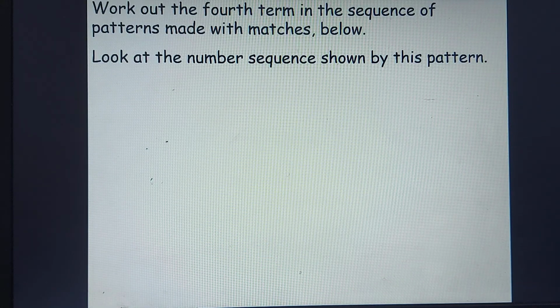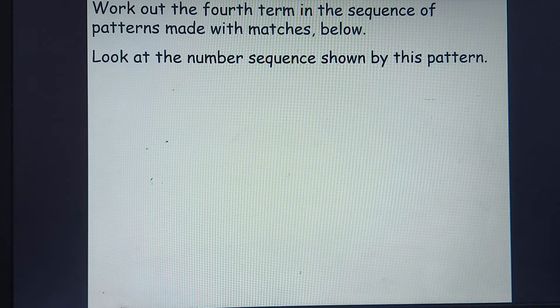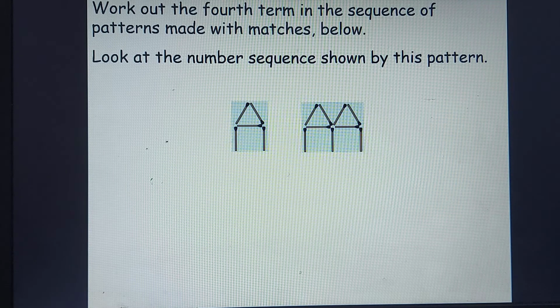Now let's look at how we can work out missing terms in a sequence of patterns. Now, this question says, work out the fourth term in the sequence of patterns made with matches below. So I need you to take a look at the number sequence shown by this pattern. Now here's the first pattern, here's the second pattern, and here's the third pattern.